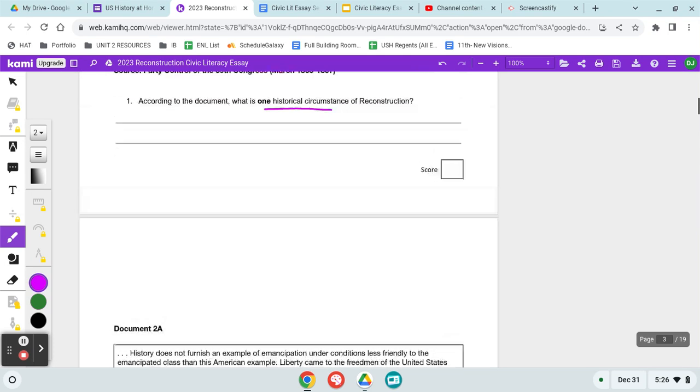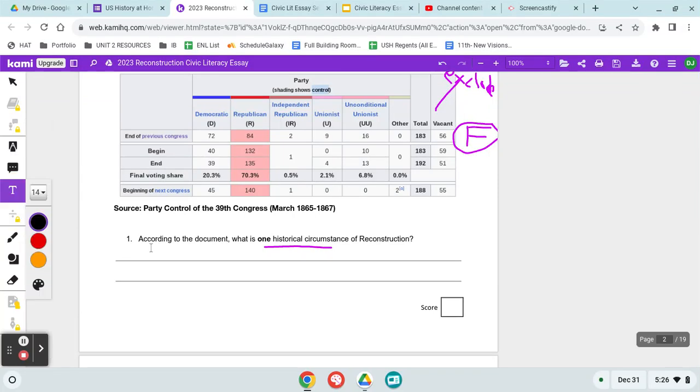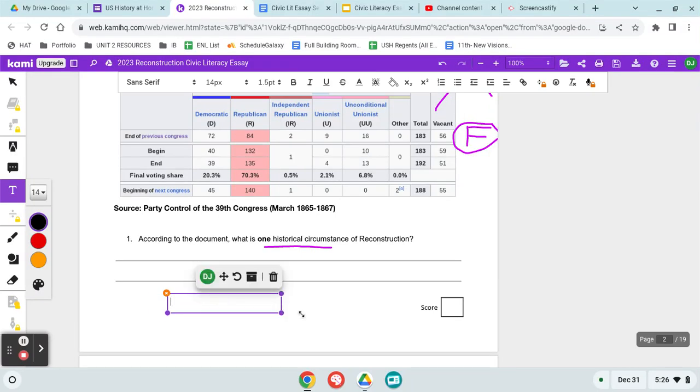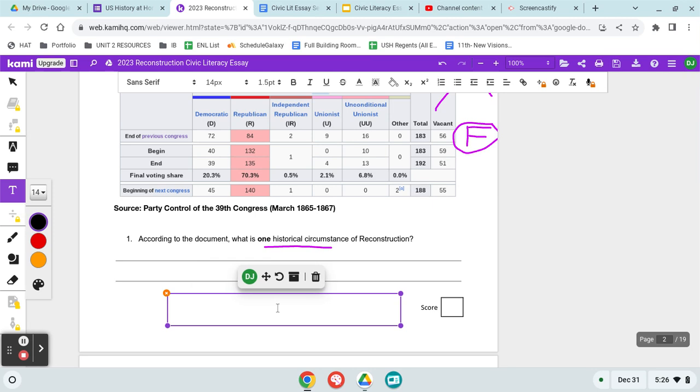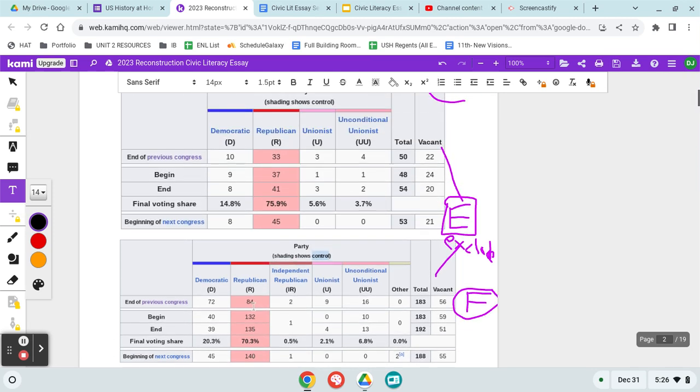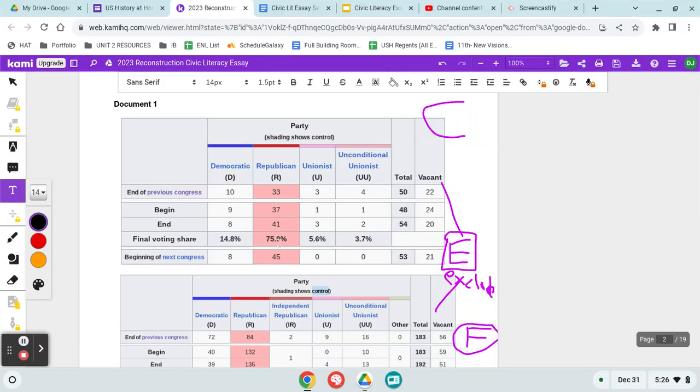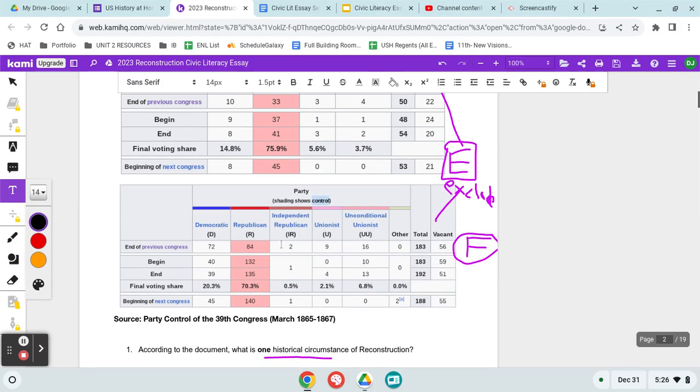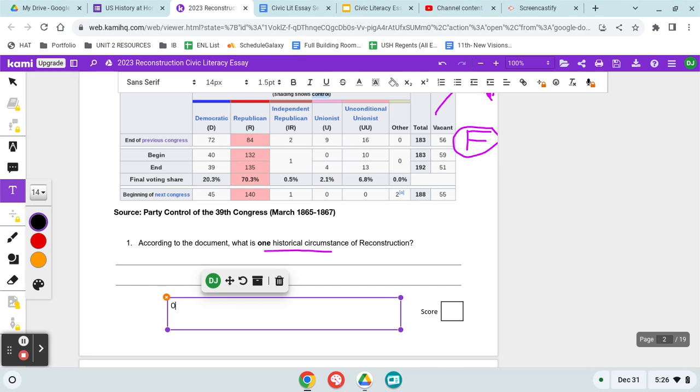Well, you keep it simple, okay? You want to write a short, complete sentence. I want a text box here, please. You want to be able to have, let's put it here, a really short and simple answer. So according to the document, what is one historical circumstance of Reconstruction? Well, if just looking at the chart, the Republican Party dominated both parties of Congress. So I would put this here. One circumstance was Republican Party control of Congress during Reconstruction.